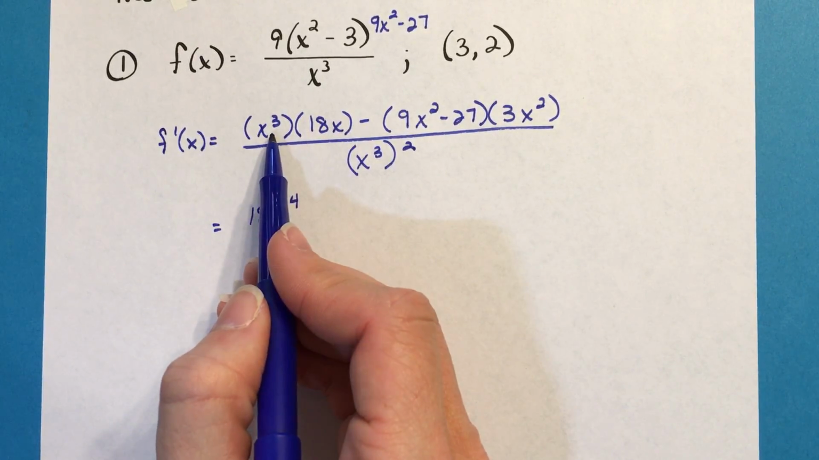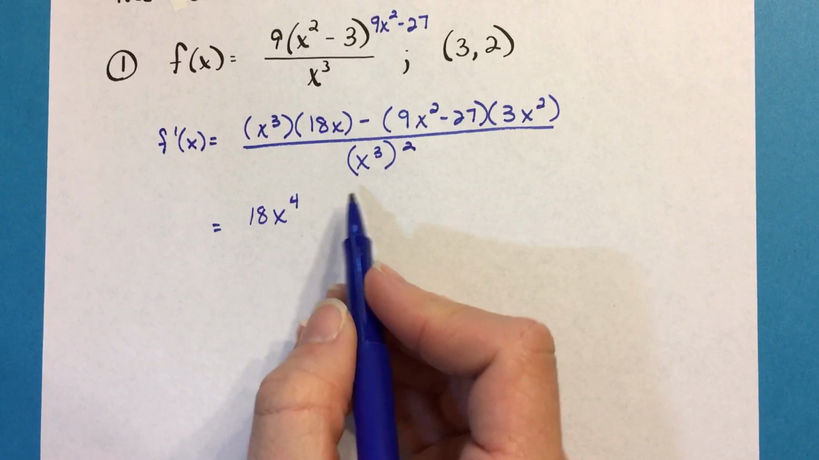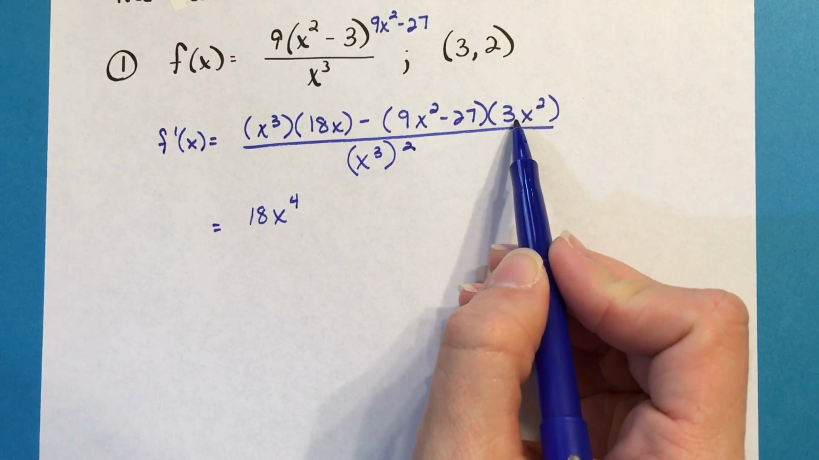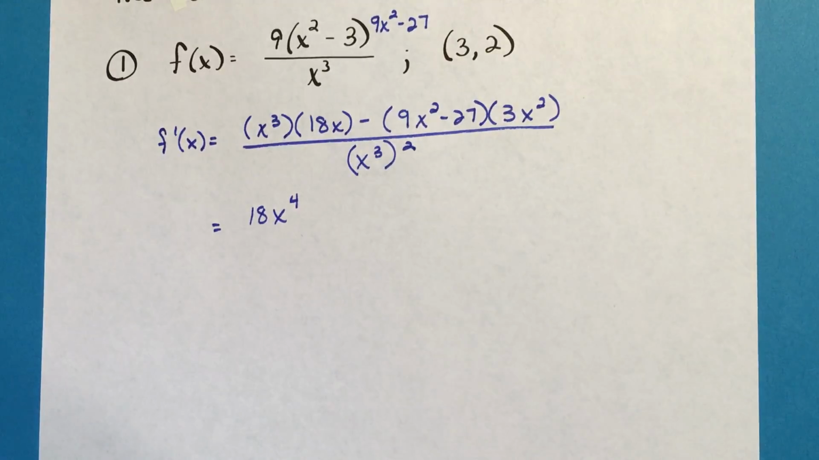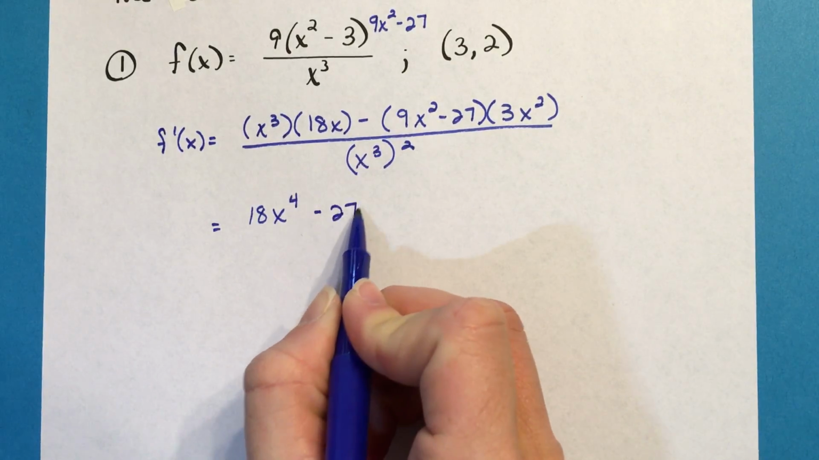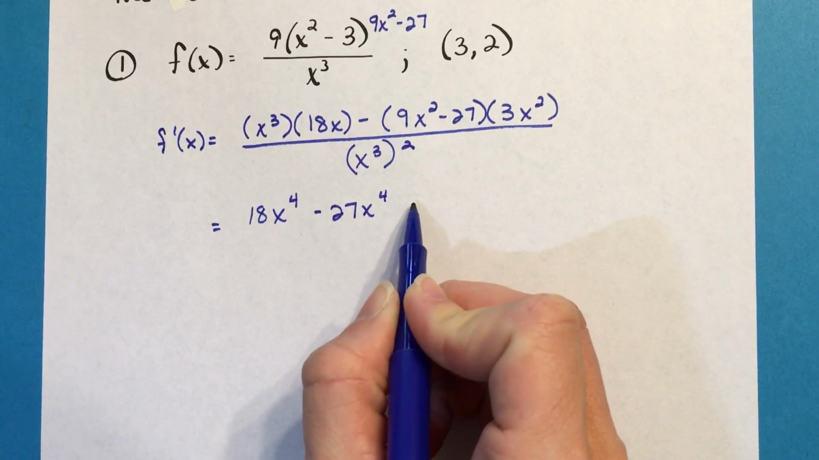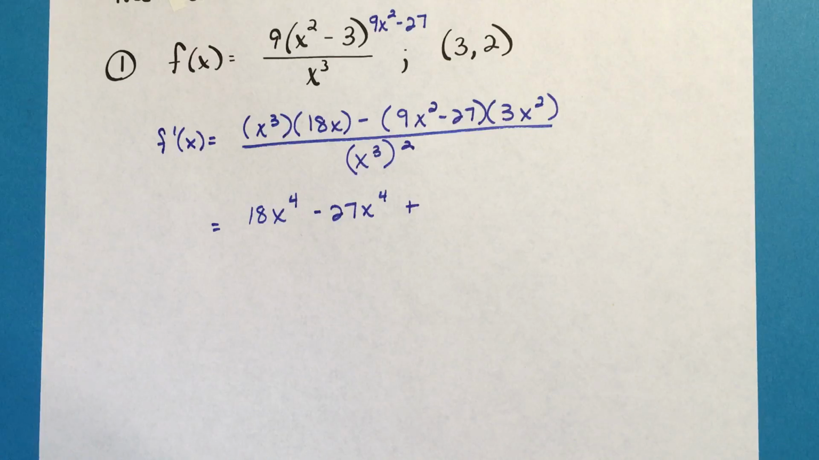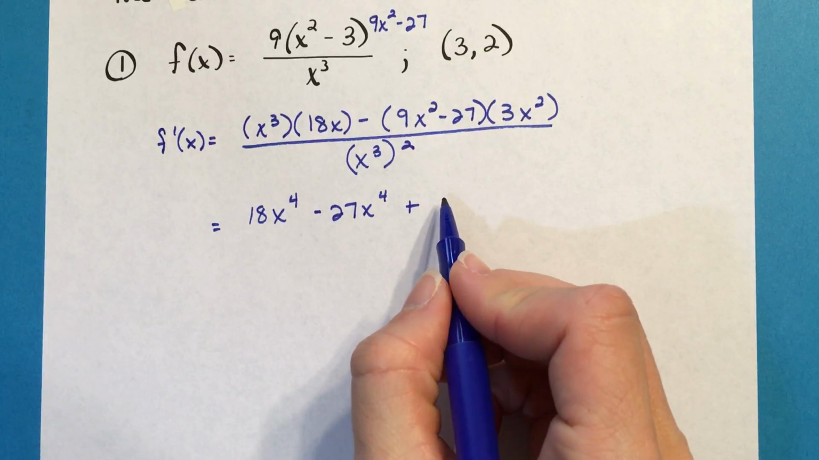Of course, you can multiply x cubed times 18x. Okay, now you need to distribute the 3x squared. Go ahead and treat that as a -3, and that way you'll take care of distributing the minus sign at the same time. So that means that you would have a -27x to the 4th, and that would end up being plus 81x squared.